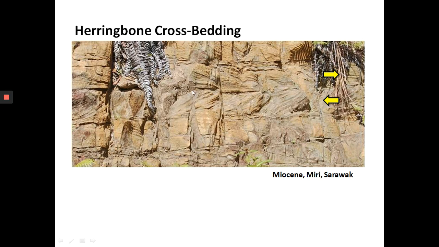So you've got these two beds here. These are both cross beds, but the lower cross bed here has foresets which are dipping towards the left in this case, and then the overlying bed here has crossbeds which are dipping in the opposite direction. So this is herringbone crossbedding, and these are interpreted as tidal deposits.